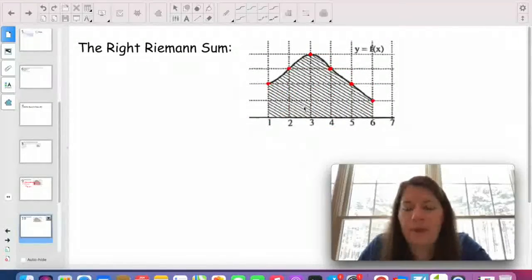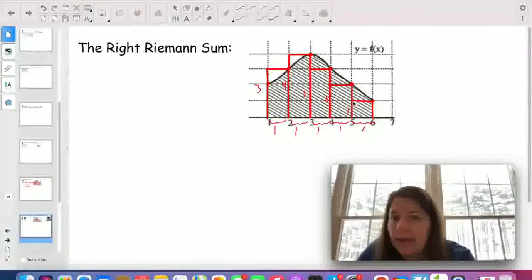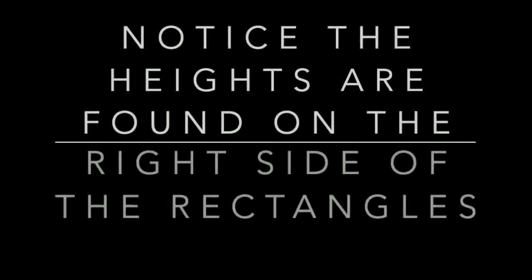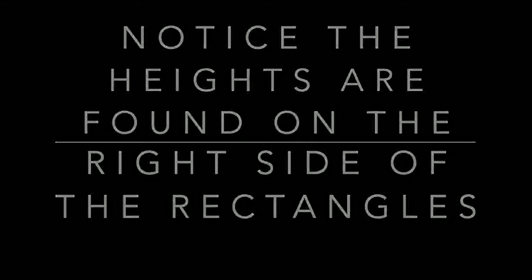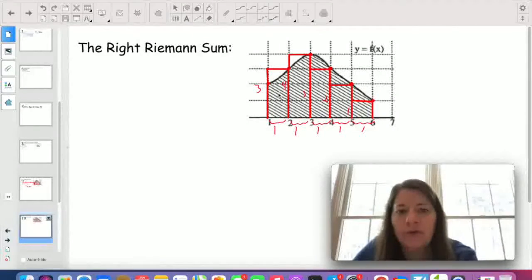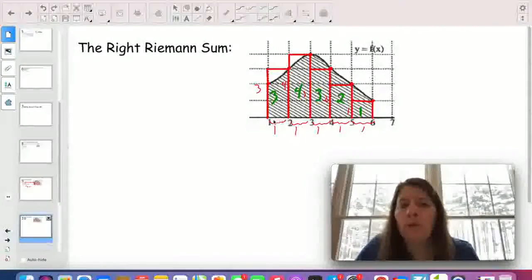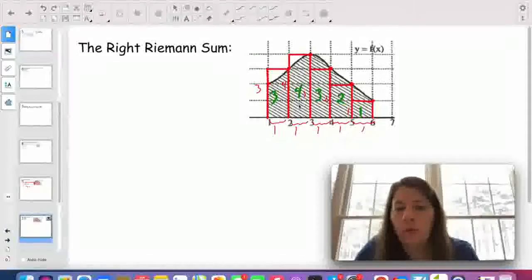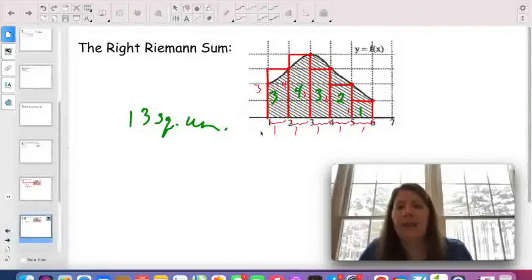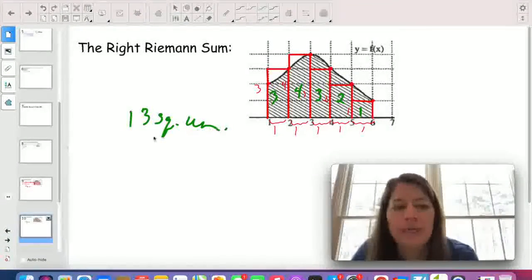For the right Riemann sum, notice I'm drawing from the right-hand side of each rectangle. Each of the widths is 1, and then their heights are different. If I take the areas of each of those rectangles, I would have 3, 4, 3, 2, and 1, because we're multiplying the width times the height for each of them. So 1 times 3 is 3, 1 times 4 is 4, and so on. If I add the areas of those rectangles together, I will end up with 13 square units.